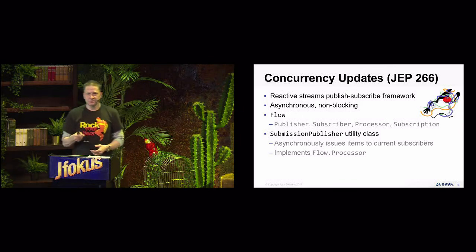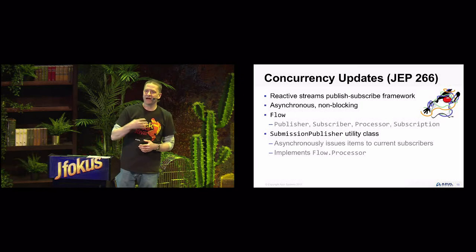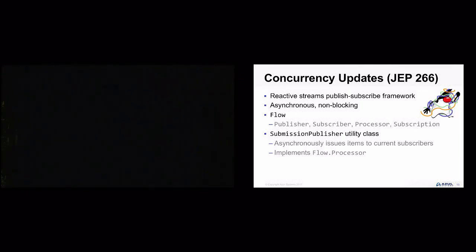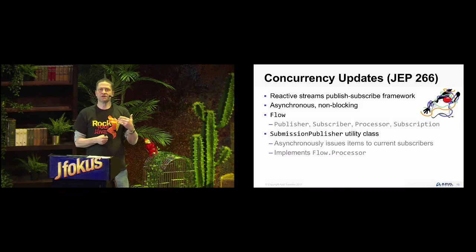Concurrency updates. Concurrency is a big thing in Java. We've had this right from the very beginning. We've had the idea of the concurrency utilities in JDK 5. We've got fork join framework in JDK 7. We got the parallel streams in JDK 8. In JDK 9, we're taking that a little bit further.